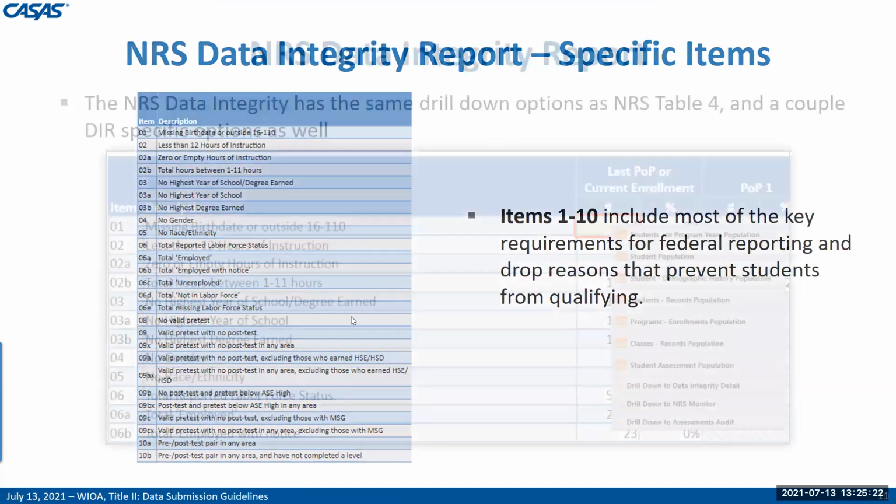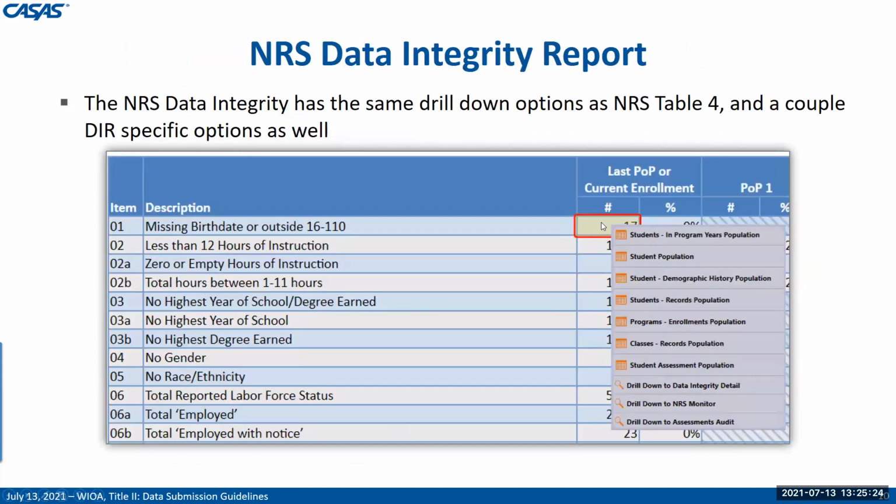Oh, I'm sorry, let me go back. For you to drill down like this, you would need to right click. If you single click, it will show you the list of numbers that appear in this cell right here. But if you right click, you'll have the option to drill down to other things. All right.